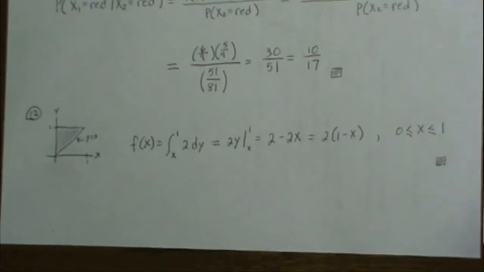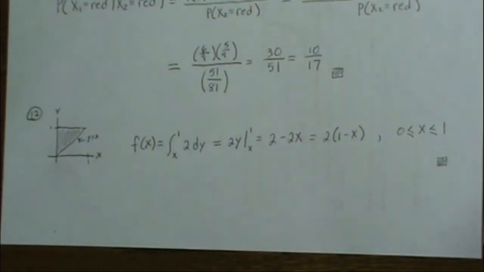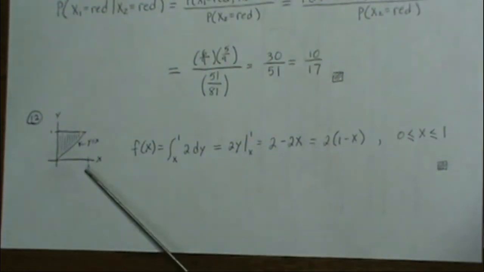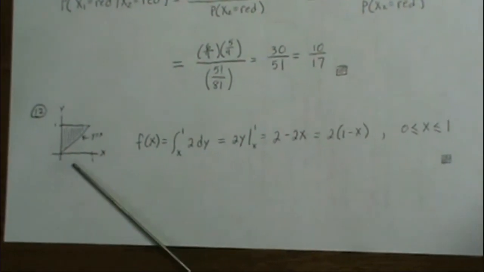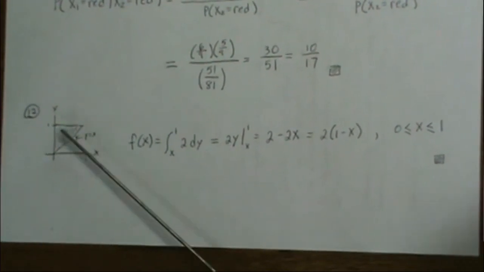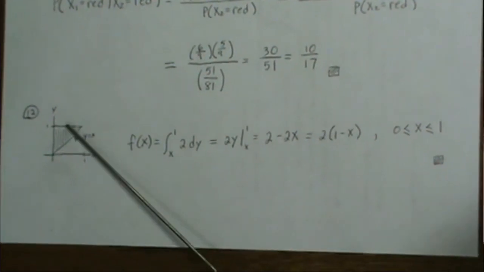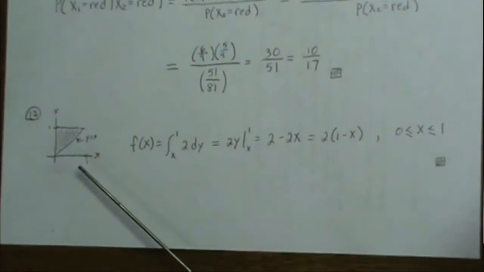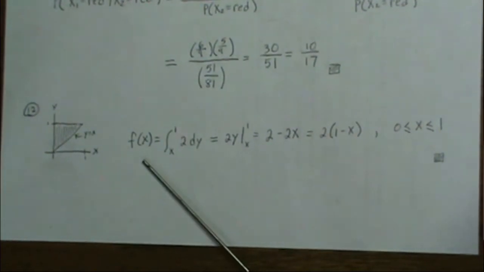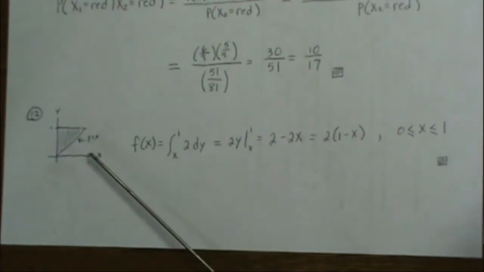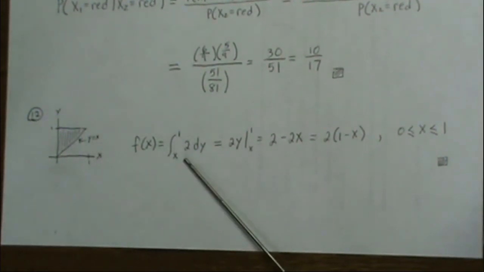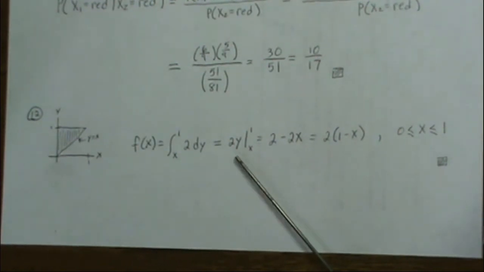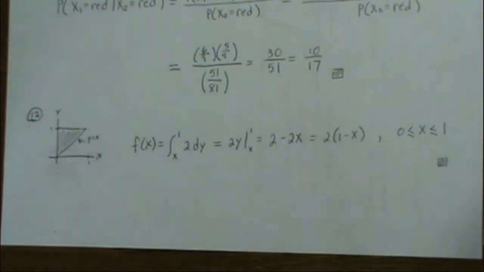On problem number 12, we have a joint density that is equal to 2. What's the marginal density? Well, drawing a picture of the region, we know that x goes from 0 to 1, but y goes from x to 1. And so this is the region here. To find the marginal density, we have to integrate out y from the joint density. And y goes from x to 1. Integrate 2y, plug in the values, we get 2 times 1 minus x.